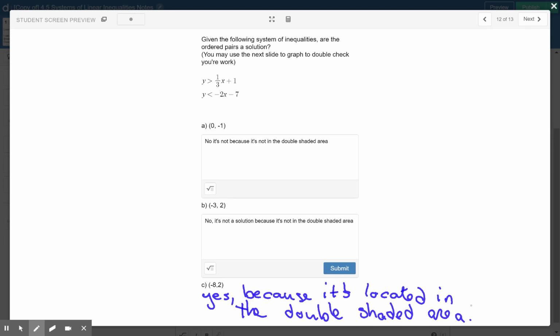So moving forward, this is a short topic, and honestly, we're just going to have you graph on Desmos and then determine if an ordered pair is a solution or not, or you get to decide which ordered pair you want to write. For it to be a solution, remember it needs to be in the both shaded area.